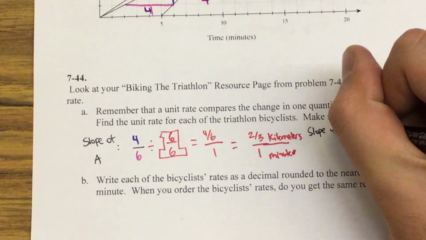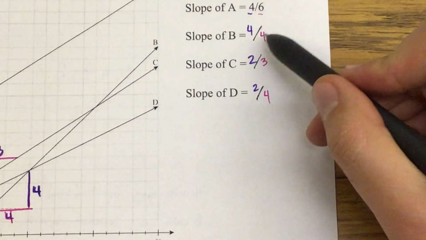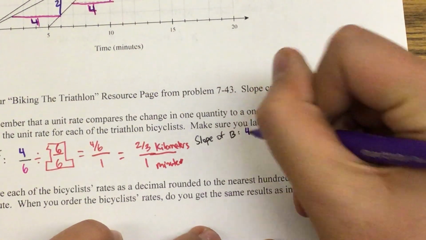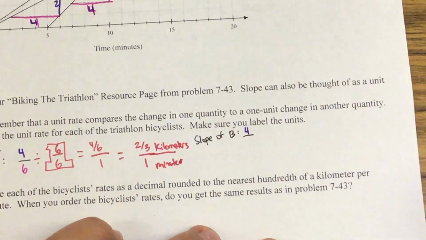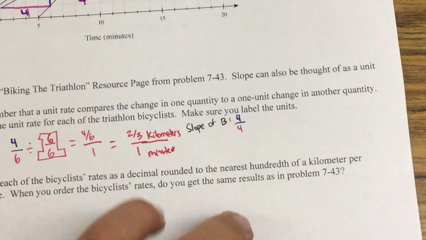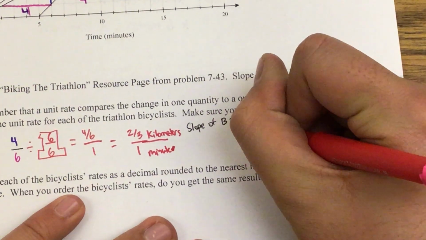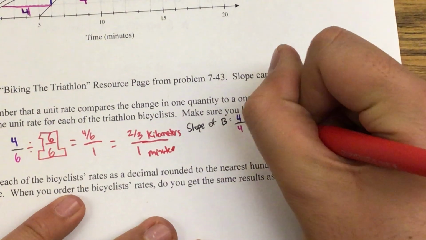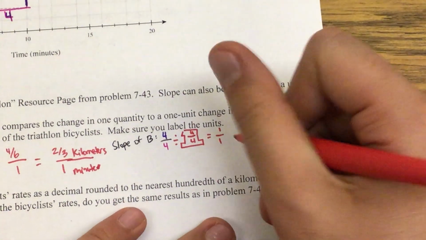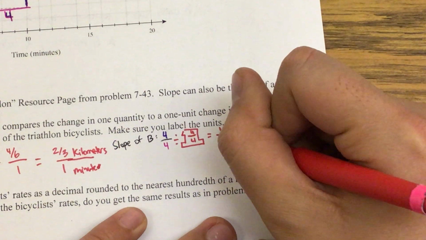Slope of B. I'm going to write this a little bit smaller. B was 4 over 4. Well, that's going to be a little bit easier. 4 over 4. To get 1 at the bottom, we have to divide by, I'll draw this giant 1, 4 over 4, and that gets us 1 over 1. So it's going to be 1 kilometer per minute.